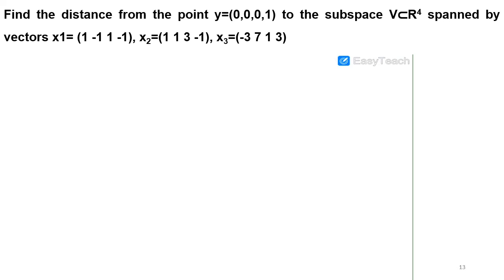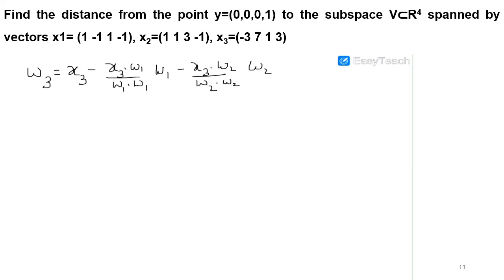So we need to compute W3. W3 is given by x3 minus x3 dot W1 over W1 dot W1, W1, minus x3 dot W2 over W2 dot W2, multiplied by W2.